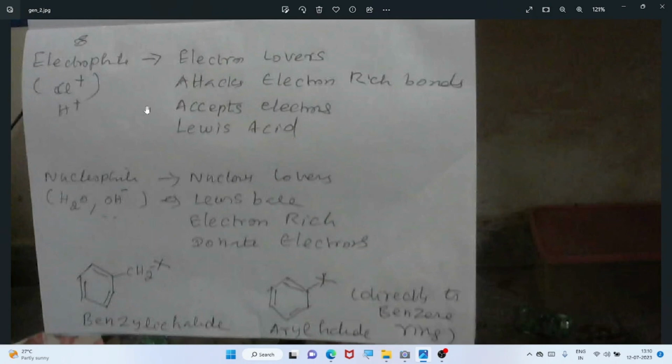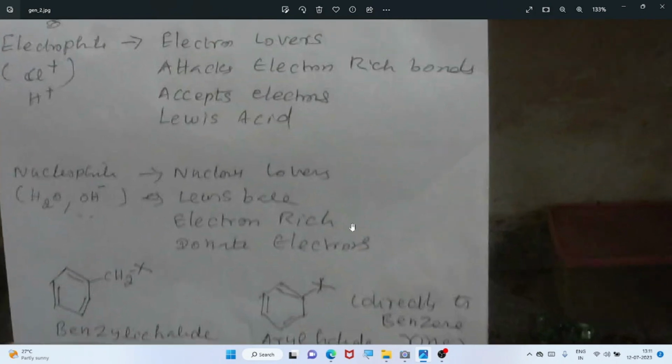Electrophile means it is an electron lover. It loves electrons, that means it is positively charged, for example Cl+. It attacks electron-rich elements; wherever more electrons are, it accepts the electrons. This is a Lewis acid. Then you have the nucleophile, which loves the nucleus, that means it is negatively charged, a Lewis base, and it is electron rich and donates electrons.